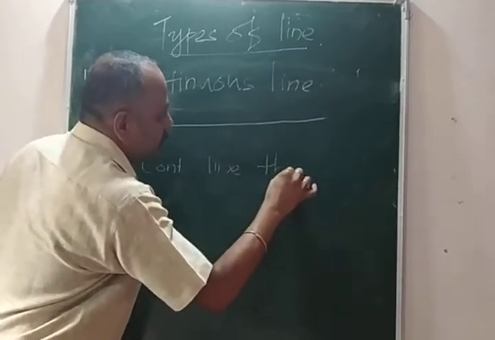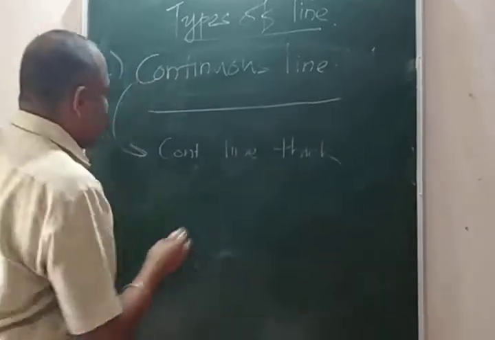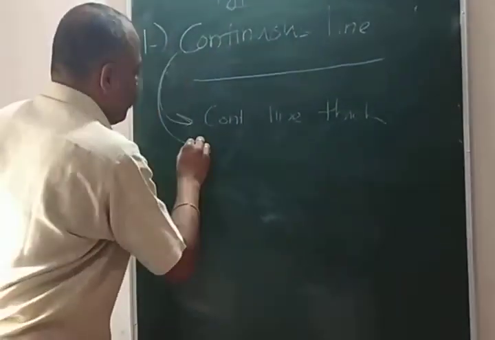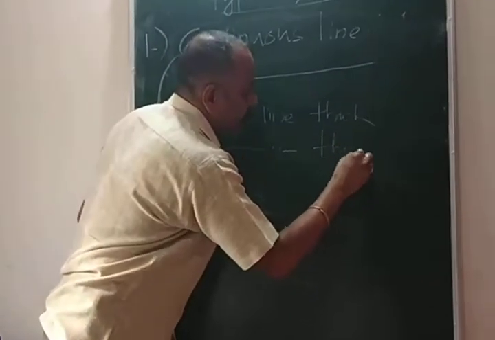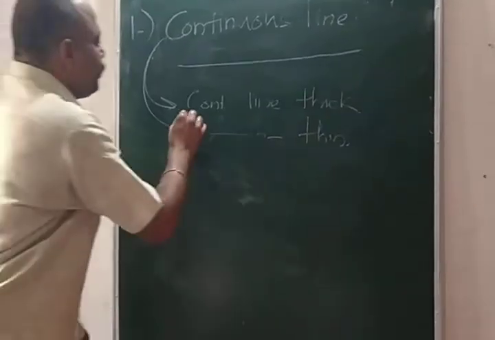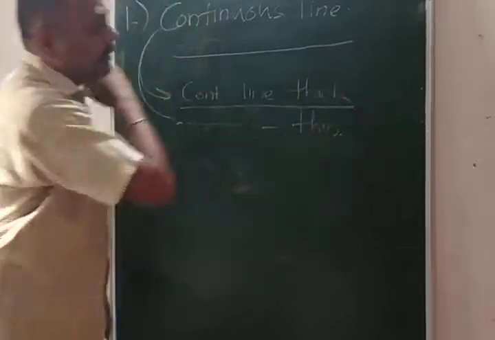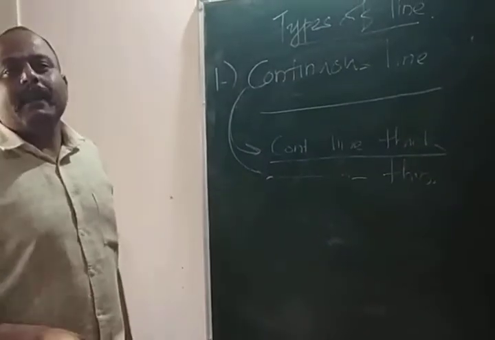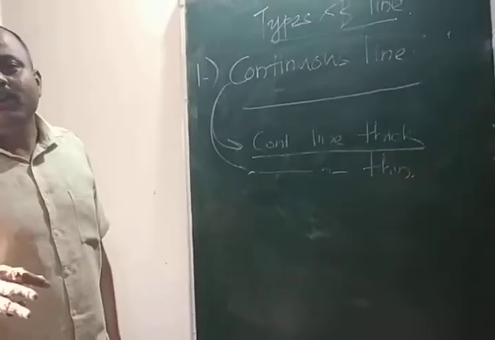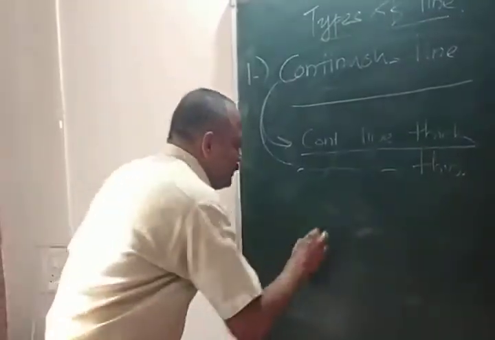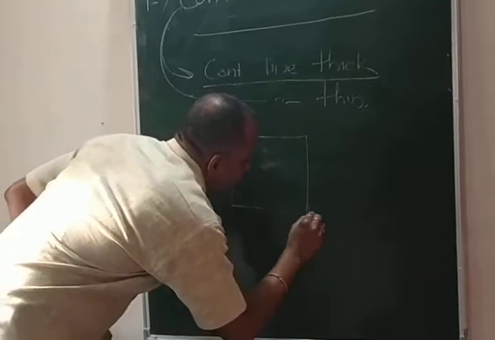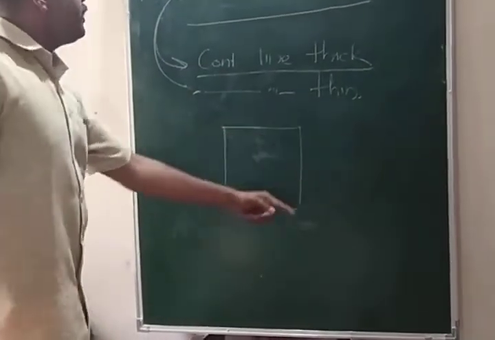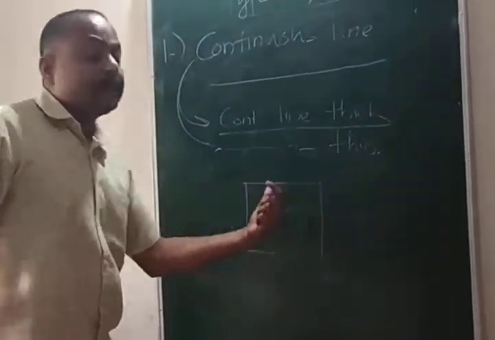thick, and the second one is continuous line thin. This continuous line thick is used to make visible the edges or outlines of any kind of objects, like this. This is nothing but a continuous line thick.